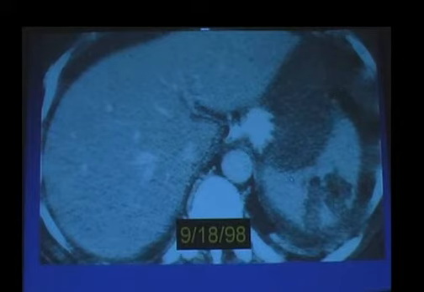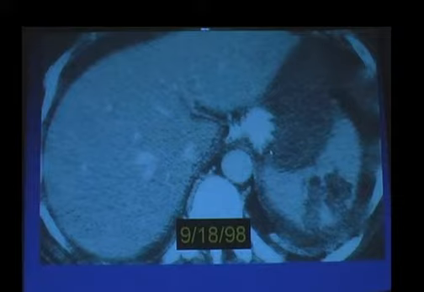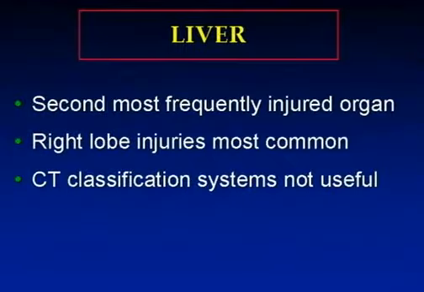So that, in retrospect, should have been called a pseudoaneurysm. That patient should have been at least observed within the hospital and likely needed to go to surgery at that time. Moving on to the liver, it's the second most frequently injured organ.